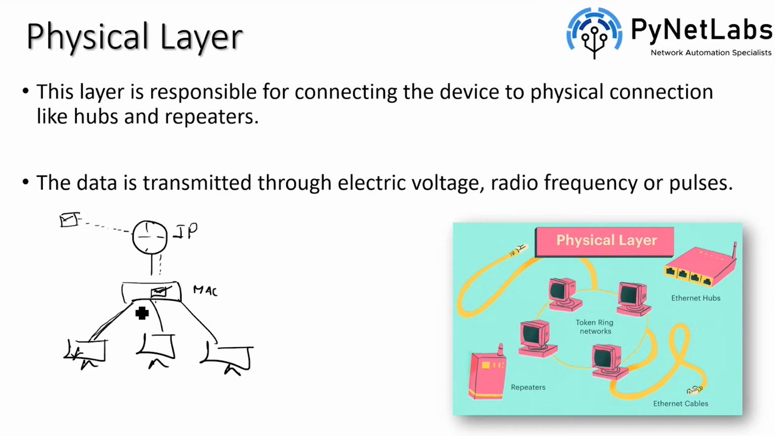That is why we say that it is going to use the cables, and the data will go through in the form of electric signals. Now this is what it is all about: the OSI 7 layers in a nutshell.